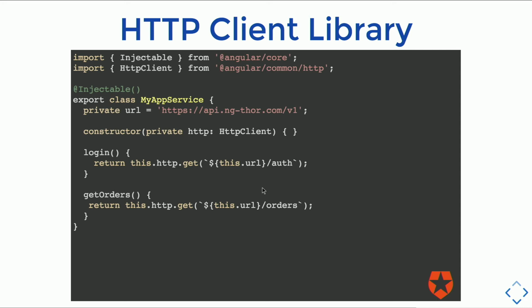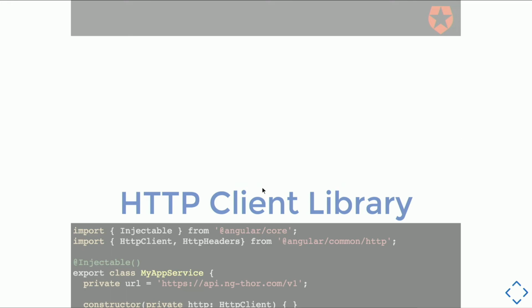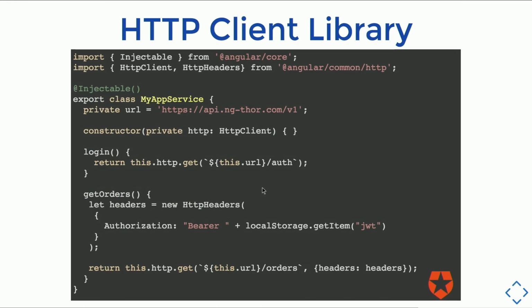And right now, we're not implementing any token-based authentication. If we were to make a request to the getOrders API, it would fail because we're not appending a token. To append a token, we could do that simply by including the HTTP headers method from Angular Common HTTP. And then in the getOrders method, we're going to create a new instance of HTTP headers, and add an authorization header in the format of bearer, and then get the JSON Web Token from wherever we persisted it, in this case, local storage.